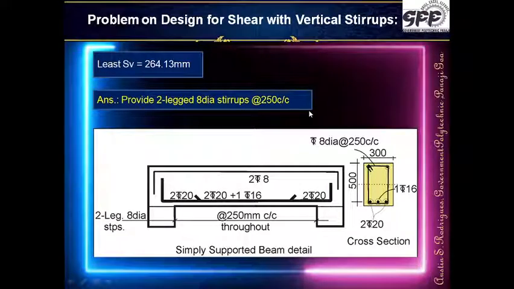Now let us see how this beam is depicted. The graphical sketch, that's the beam. At the midspan over here there are 2 bars of 20 plus 1 bar of 16. At the support we have 2 bars of 20. That's how it has been given. Two-legged 8 dia stirrups, throughout we have 250 mm center to center.